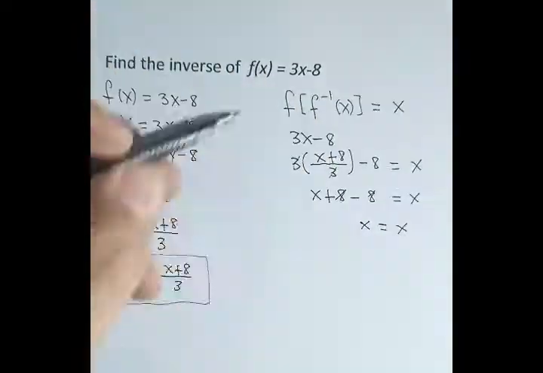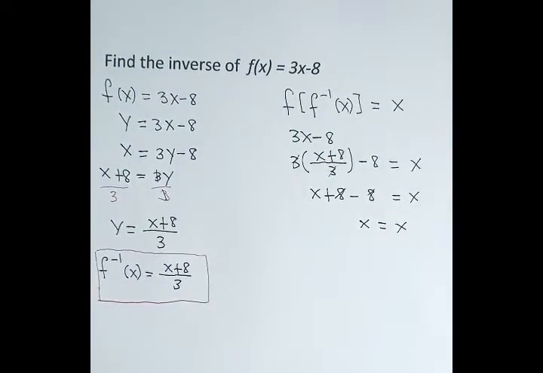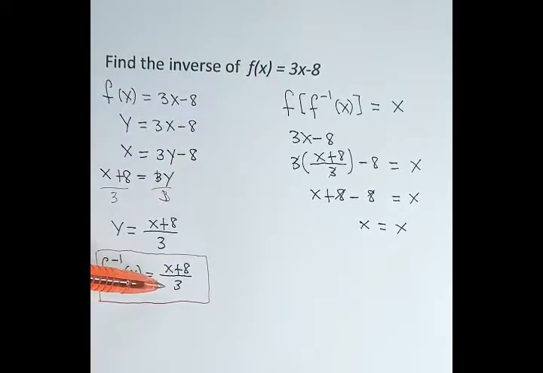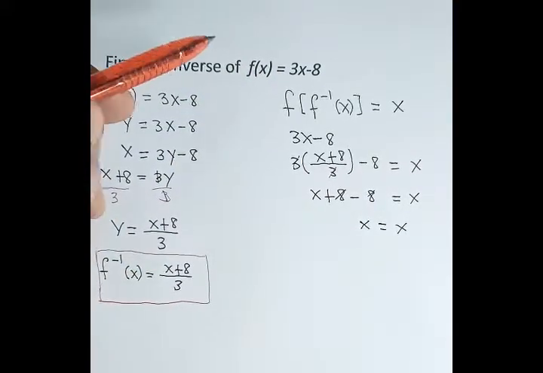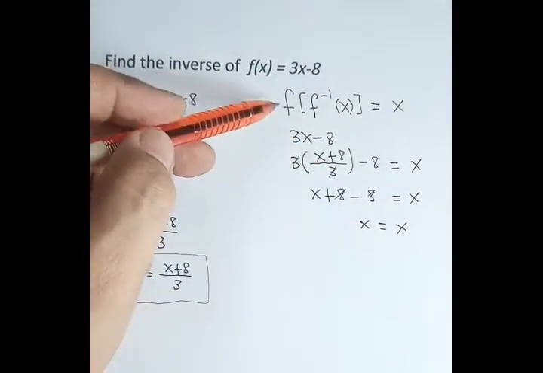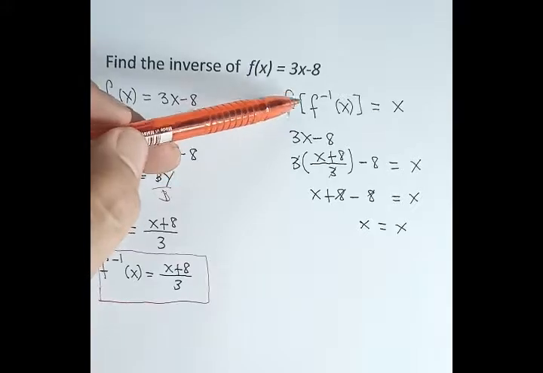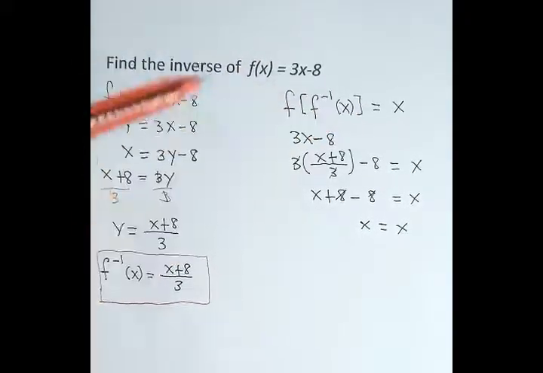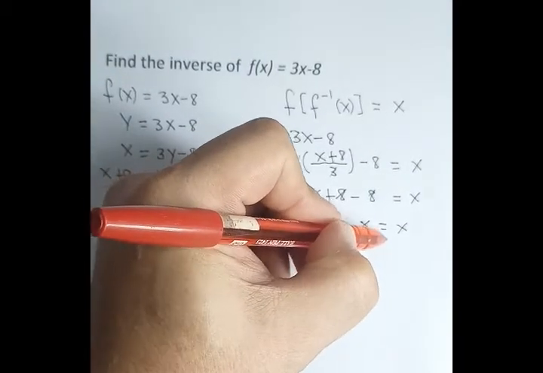So we have now verified that the inverse of this function is x plus 8 over 3. So the inverse of 3x minus 8 is x plus 8 over 3. It is verified because when we take the function of the inverse, it equals x.